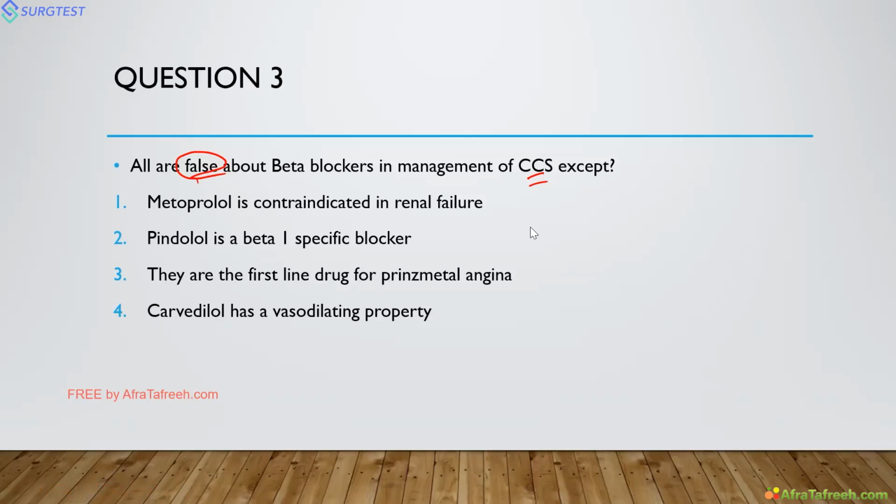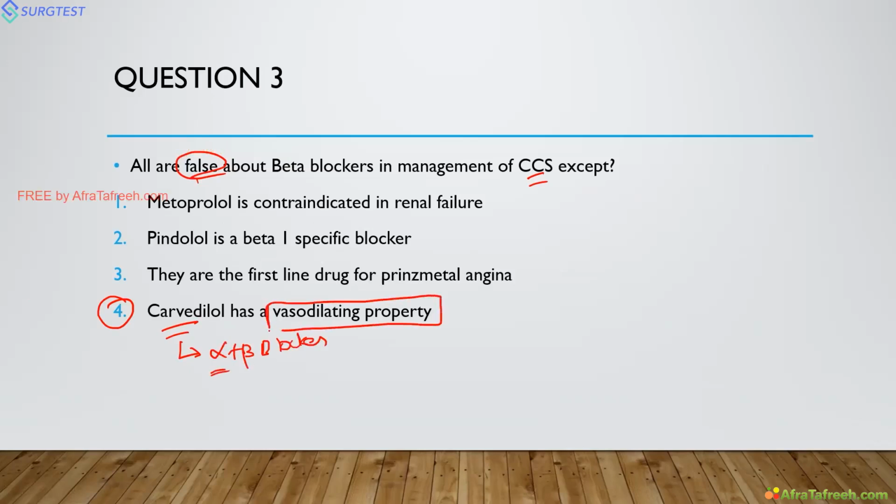So you have to read the question. All these are false about beta blockers in the management of CCS. So the correct answer for this question is carvedilol has a vasodilating property. Because carvedilol is a combined blocker, both alpha blocker plus beta blocker. Due to the alpha blockade property, it has a vasodilating property. So this is the first thing.